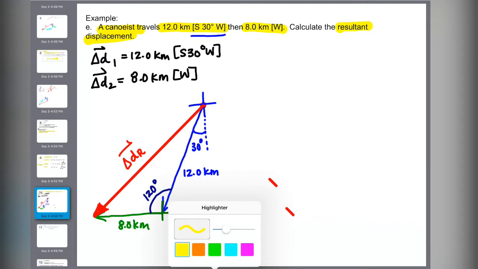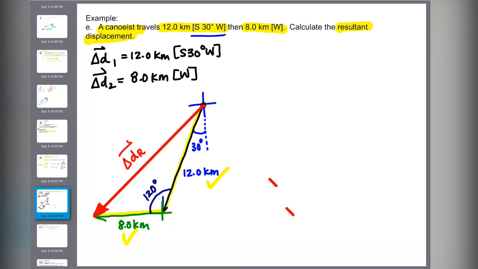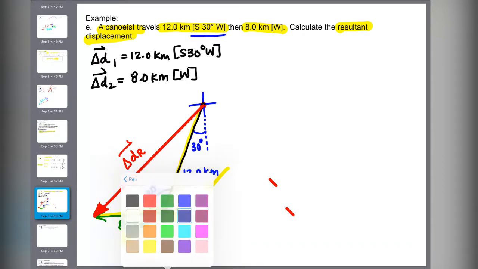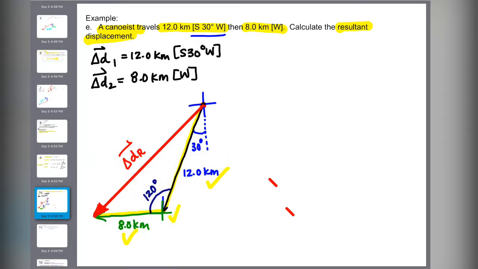Okay, so right now what do I have? With this triangle, I have the length of 8 and a length of 12. So I know the two sides, and I also know the angle in between the sides. So that means I'm allowed to use the cosine law. Delta DR squared is going to equal 12 squared plus 8 squared minus 2 times 12 times 8 times the cosine of 120.